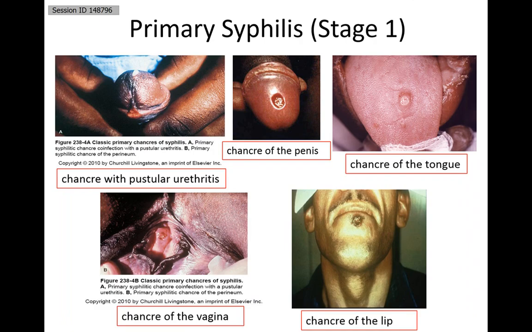So a single chancre lesion can happen anywhere. It can happen on the penis, on the lip or the tongue. It basically doesn't discriminate, and it just happens at the site of infection. And those lesions are where the spirochetes are concentrated, so that's why it's highly infectious at that point.